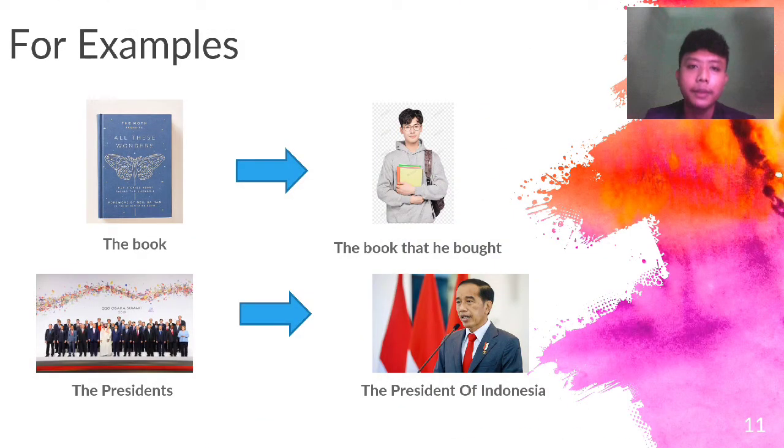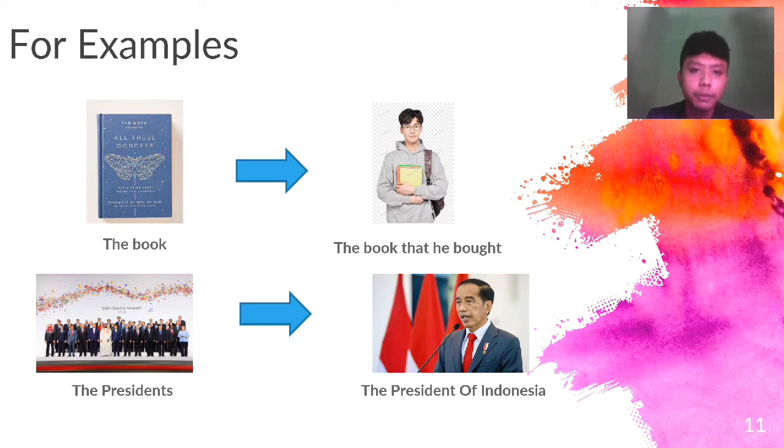For example, book. But there is no clear information on which book, whereas the article the must be used for a specific noun. So we can add the word the: the book that he bought. Now it's clear which book is being discussed, right? Correct. The book that he bought.